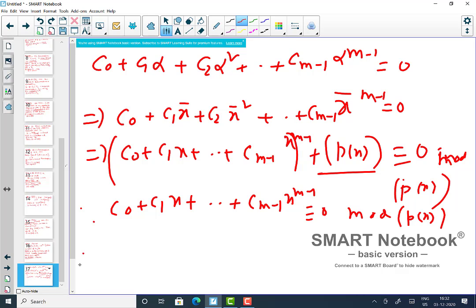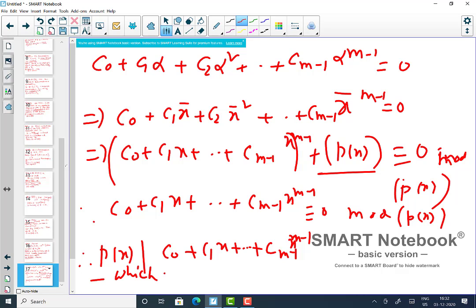So this implies p(x) divides this polynomial, right? And which is a contradiction, because p(x) is a polynomial of degree m and this is a polynomial of degree at most m minus 1, because c_{m-1} may be 0 also, I don't know. So degree can be at most m minus 1. So which is a contradiction.